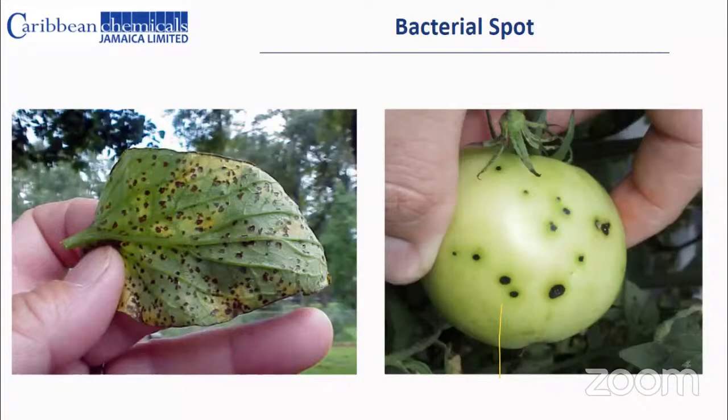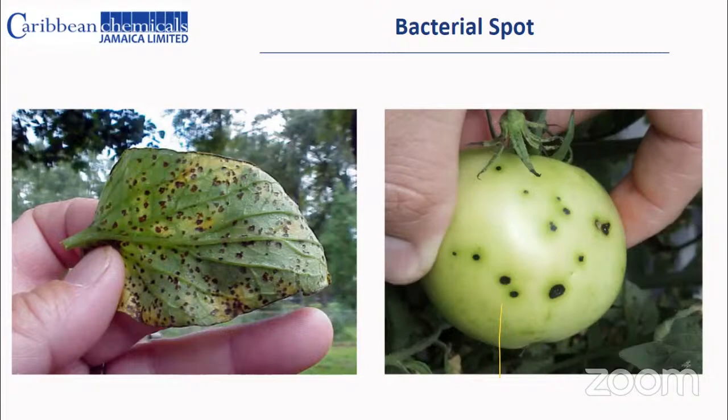So this is us giving a visual of what bacterial spot looks like on the leaf and on the fruit as well. And you can tell from this picture that these fruits will no longer be marketable. So having this particular disease can affect not only the yield, but also the marketability of your crop.